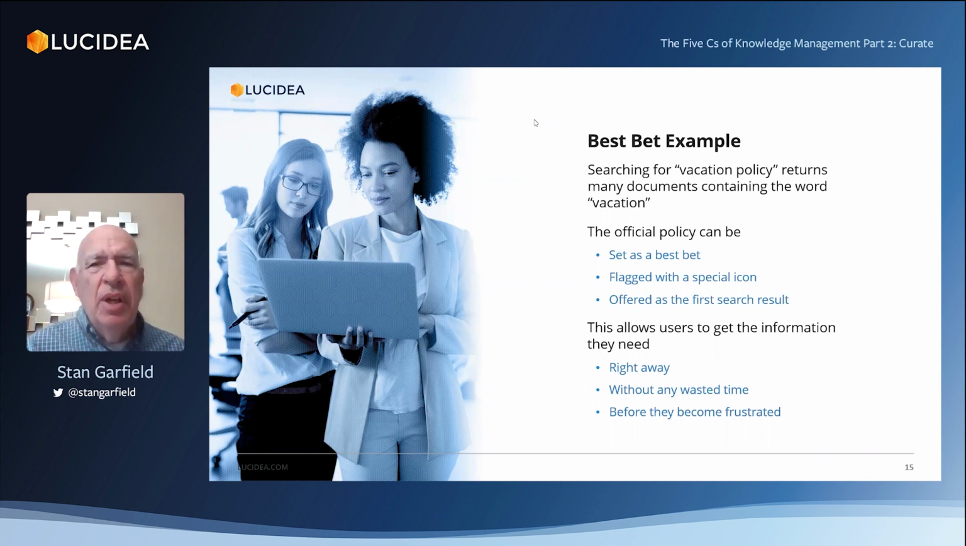So the next time someone types vacation policy, instead of wading through a long list of documents that say vacation in them somewhere, if they get a first result that looks different, it's differentiated, it has a special icon with it, or it's offered as the first search result, or it says best bet, and that's the one that comes up, that will be helpful to your users. They won't have to look at all the other ones. They say, yep, that's what I'm looking for. It's right there. That's what I expected. They then get what they need. They can go to their vacation policy page, read through it, and get their answer.